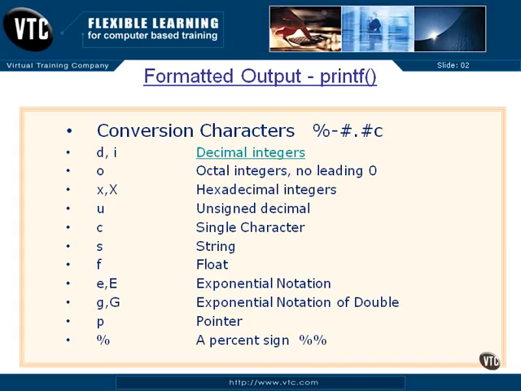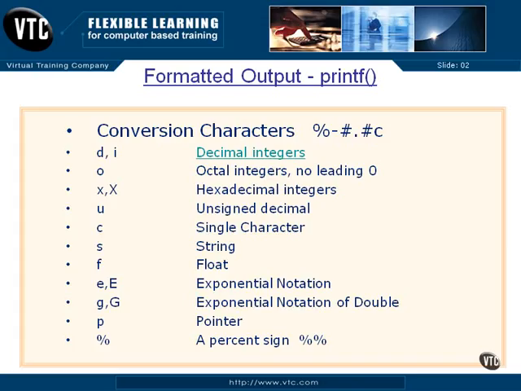A U is used for an unsigned decimal. A C is for a single character. S is for string. We've already seen that. F is for float. We looked at that in the previous one. If you use an E or an uppercase E, that will give you exponential notation with the E plus and the power to raise a number.